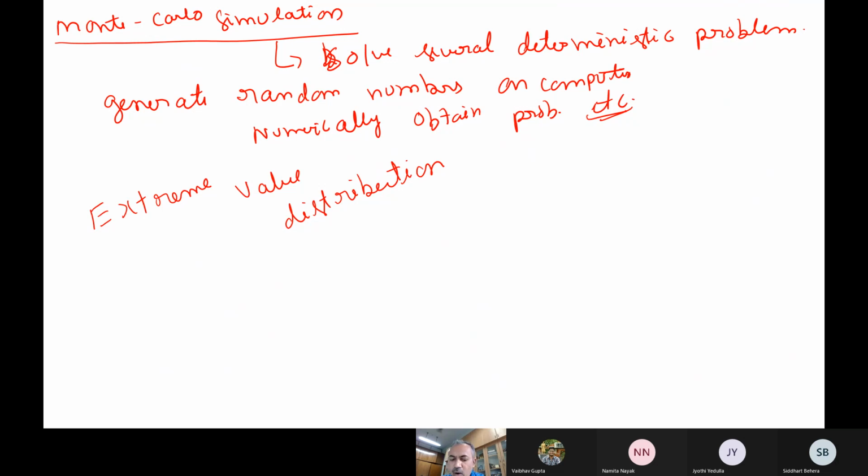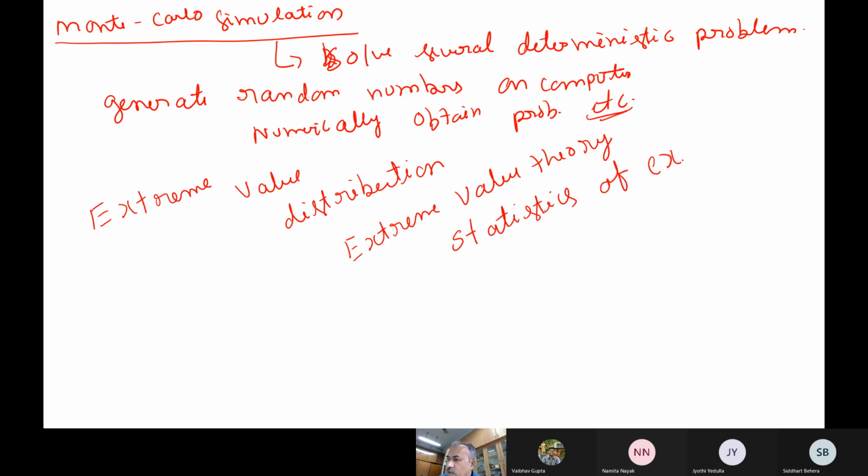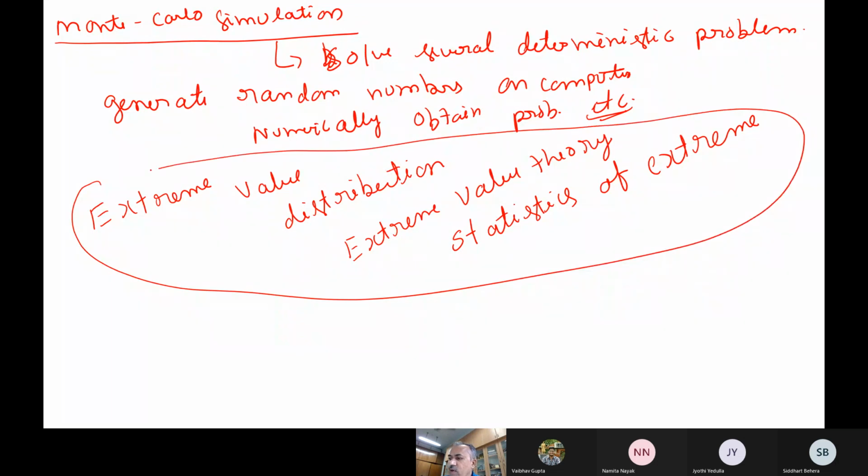Now, how does this extreme value theory or extreme value distribution work? Sometimes people also call it the statistics of extremes, or statistics of extreme values, EVT for short. This is also very, very important.